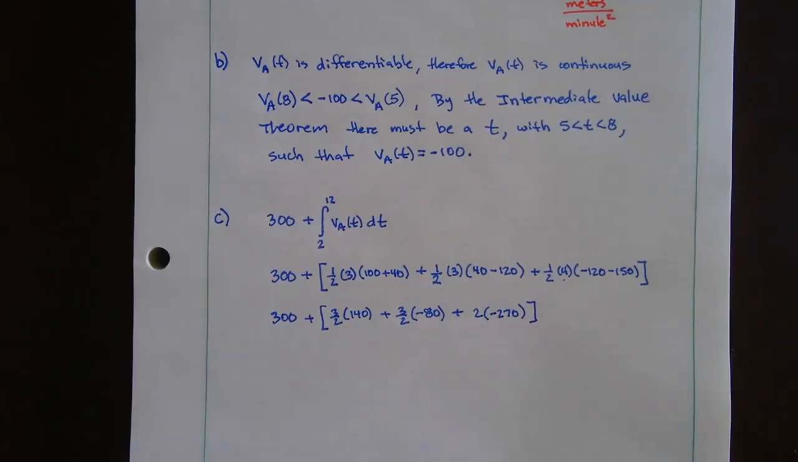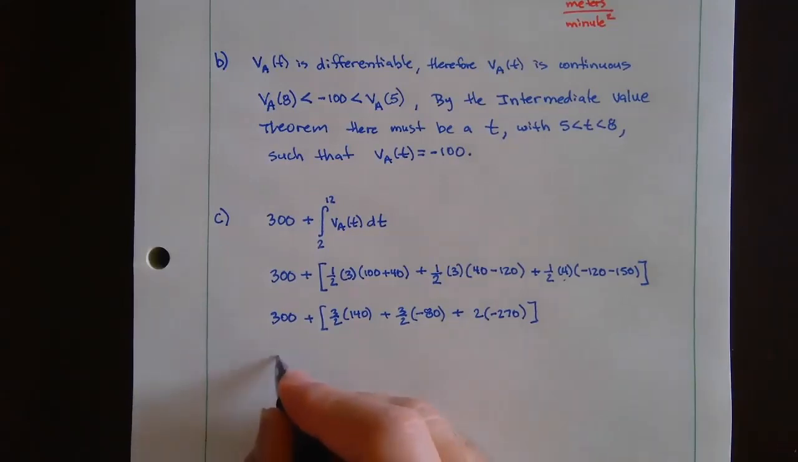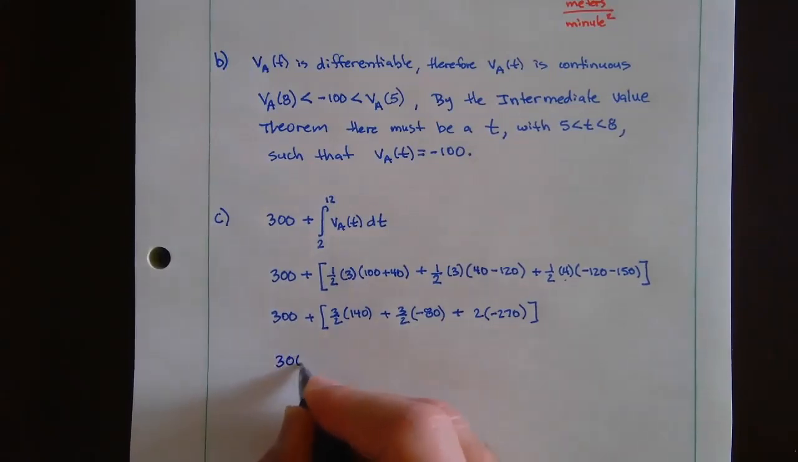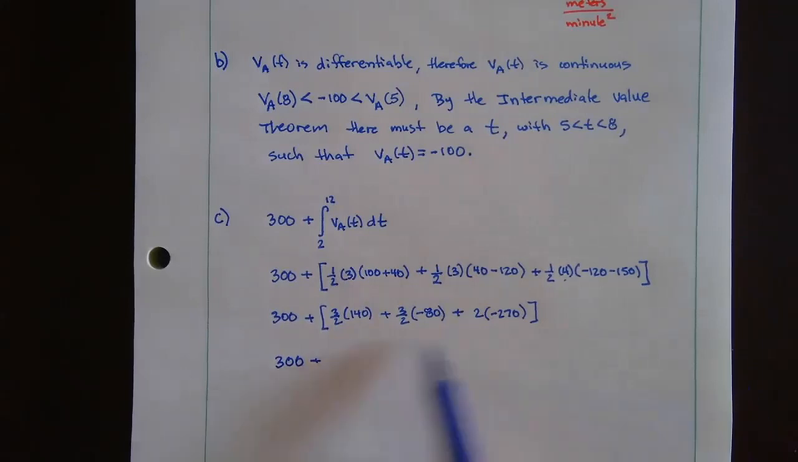Now, I would say stop here, okay? That's your answer right there. It's a numeric answer, and it's right, okay? So on the AP exam, just stop right here. Okay, but I'm going to go a little bit further, all right? So 300 plus, and you're fine. If you stop right here on my stuff, you're fine, okay?